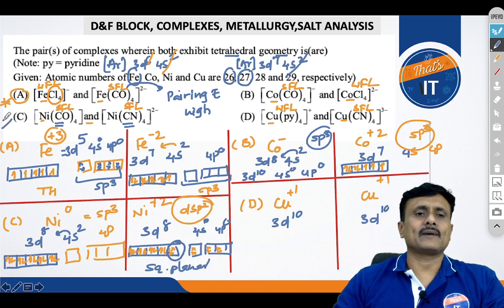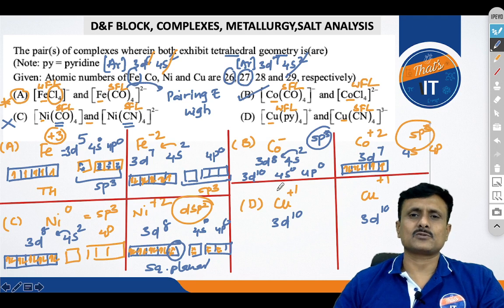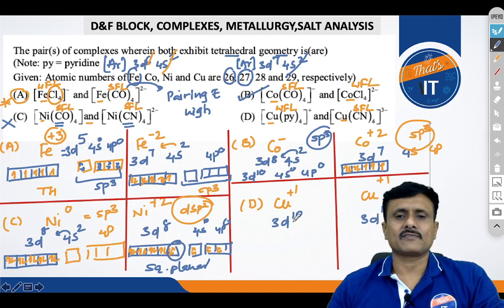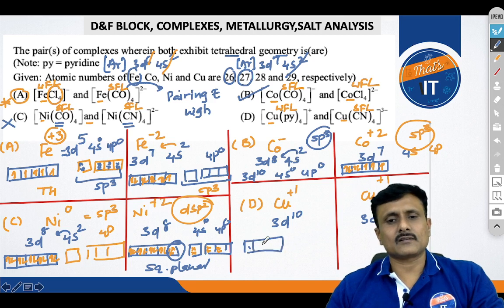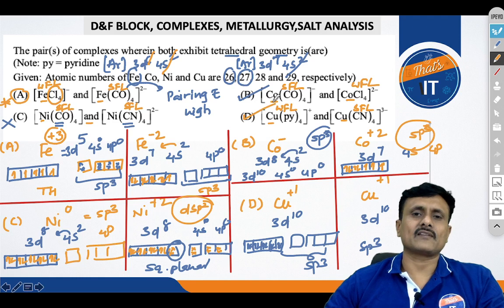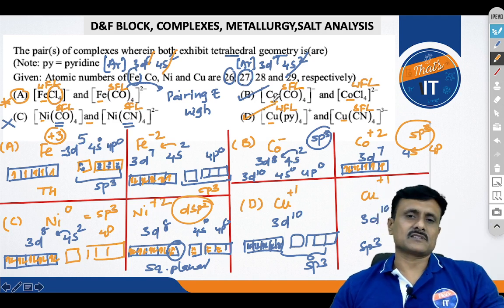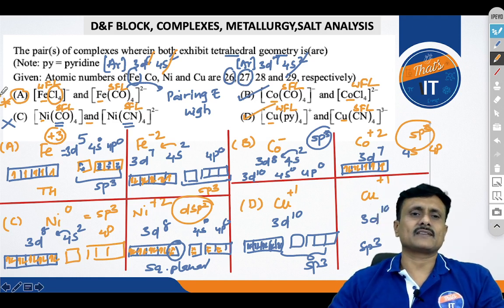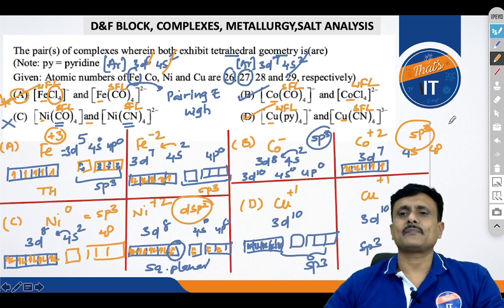So this is not matching our requirement. This has matched. Over here also, whether I take a strong field ligand or a weak field ligand doesn't matter, because the orbitals are already full. Therefore the only possibility is sp3 hybridization over here, right? There's no scope of any pairing. Therefore this is sp3, this is also sp3, meaning tetrahedral. So the right answer for this question is A, B and D, but not C.